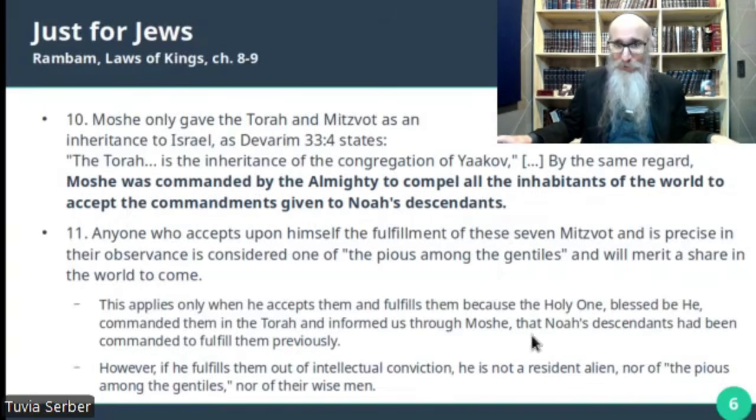Now, the rest, I'm not going to read it, but you can read it, of course. I don't want to be boring. Whatever. Let's move on. The rest says, basically, you have to keep these 7 commandments because God gave them to Moshe Rabbeinu at Mount Sinai. That's basically what the Rambam brings. And if you do it because of that, okay, so you're a pious among the nations. And if you're not doing these commandments because of that, you're not one of the pious among the nations, and you're not even a smart person. That's what the Rambam brings, which is interesting in itself. Why wouldn't it be a smart person if he's behaving like the Torah wants you to behave?